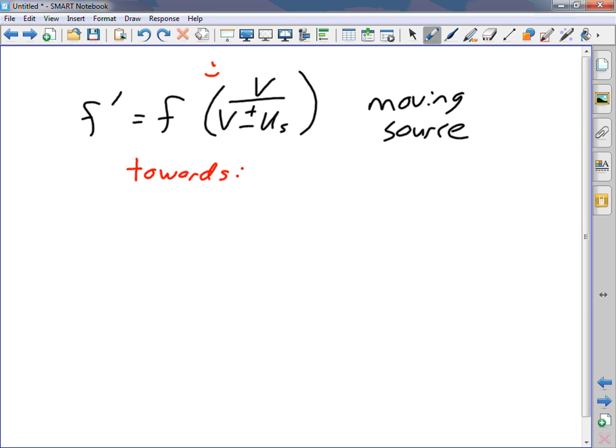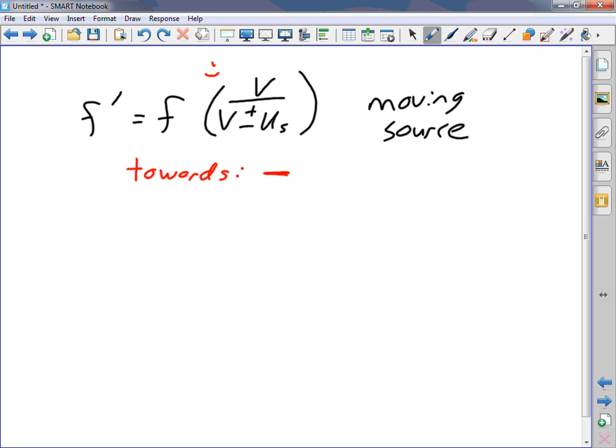Subtract. I want to subtract. Here's why. V divided by V is 1. V divided by anything less than V is going to give me 1 point something. For example, with sound, let's say 340 divided by 340 minus 40. It becomes 340 divided by 300, which is 1 point something, times F gives me a higher F prime.